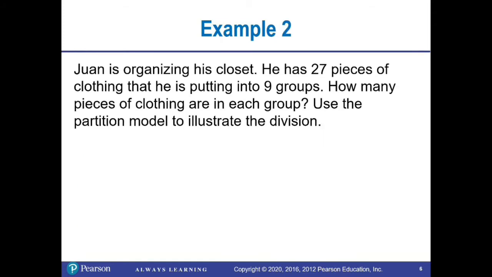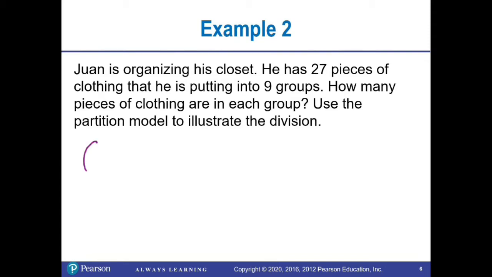Let's look at another example. Juan is organizing his closet. He has 27 pieces of clothing, and he's putting these pieces of clothing into 9 different groups. And we want to know how many pieces of clothing are in each group. Let's use the partition model again to illustrate our division.